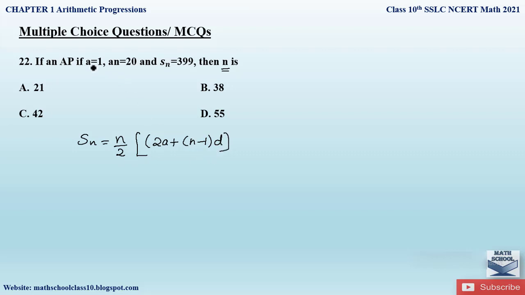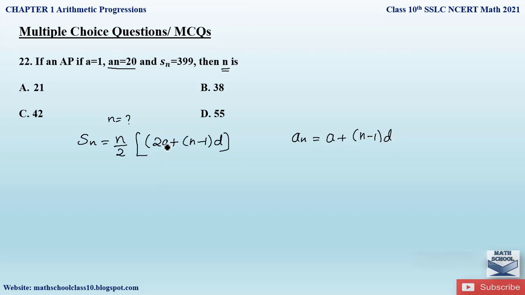If you look at the question, they have given us the value of a and Sn, but we have to find out the value of n, and also we don't know the value of d. So what do we do in this case? Again, in the question, if you observe, they have also given us the nth term. So the nth term formula an is given by a plus n minus 1 into d.